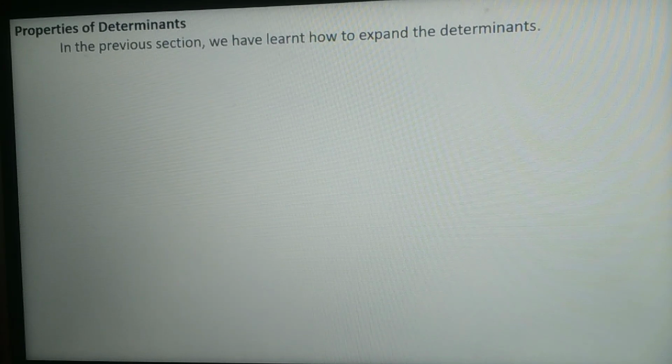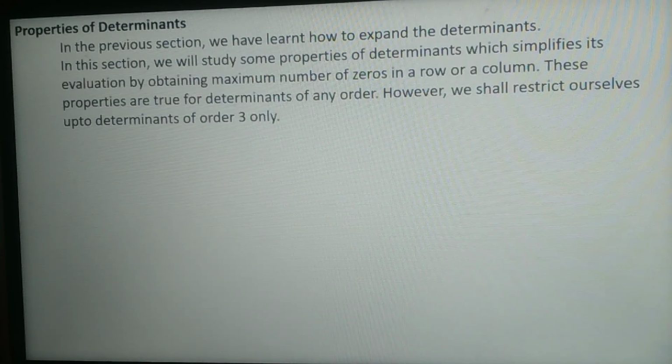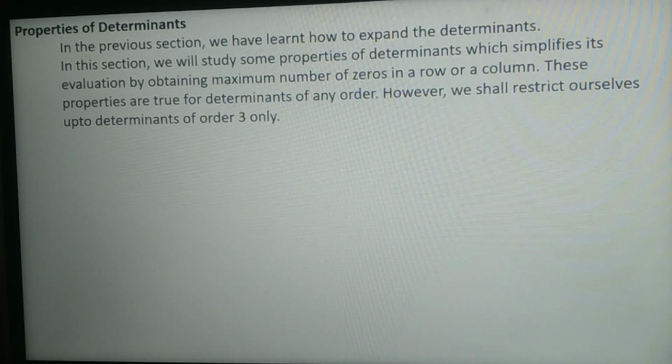Properties of determinants. In the previous section, we have learned how to expand the determinants. In this section, we will study some properties of determinants which simplify its evaluation by obtaining maximum number of zeros in a row or a column. These properties are true for determinants of any order. However, we shall restrict ourselves up to determinants of order 3 only.